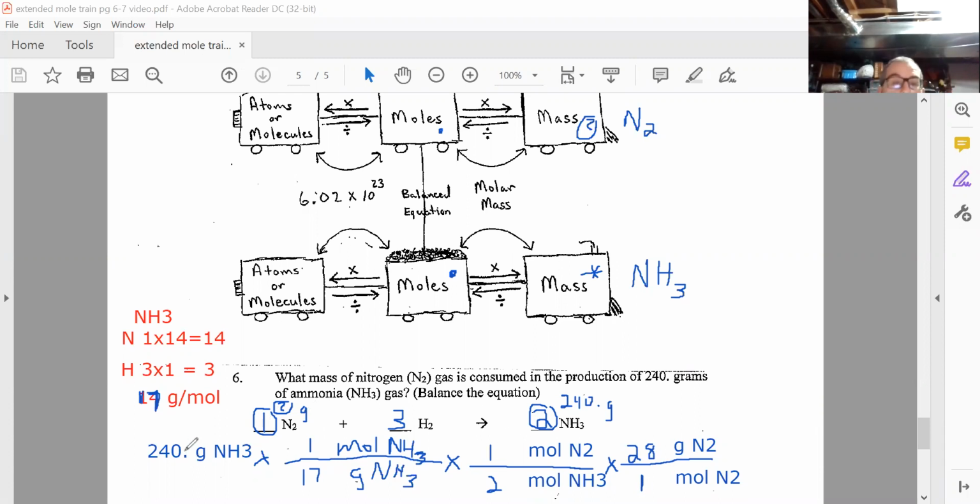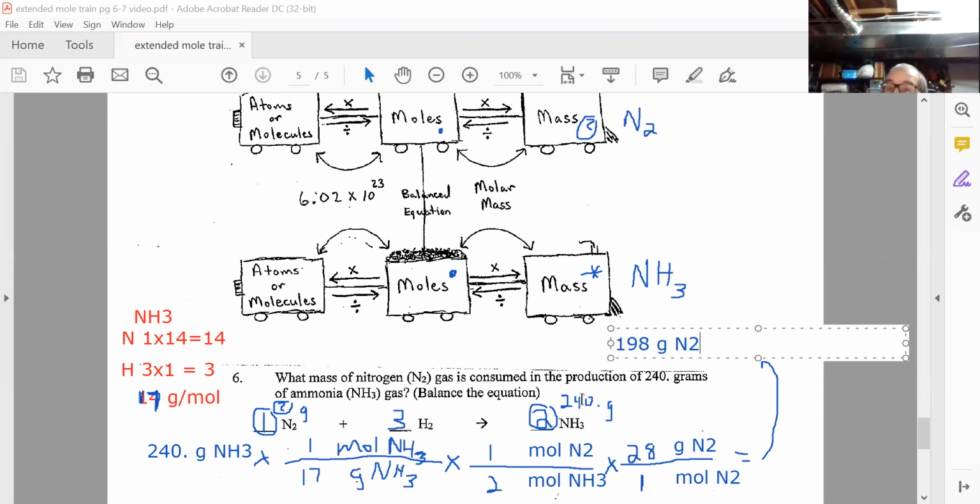So 240 divided by 17 divided by 2 times 28. And I think it comes out to, I'll just draw a little arrow up here because I'm running out of room. I believe if we round it to 3 figures, I get 198 grams of N2. Let's think about this answer. Okay, if this is 240 grams, I know conservation of mass. I know that the nitrogen has to be less than this number right here because it's 198 grams plus whatever grams gives me 240 grams.